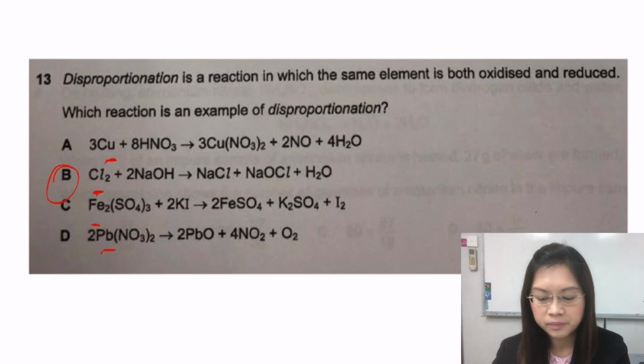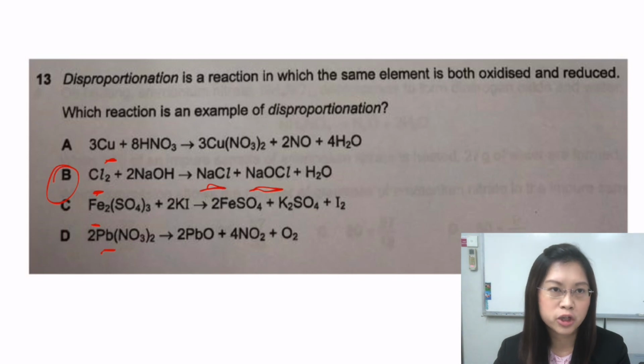you can see that the chlorine element exists in both products, that is the sodium chloride and the sodium chlorate compound. So this tells us that B is very likely to be a disproportionation reaction, because you have a chlorine element that undergoes reduction and oxidation at the same time to provide two different products with chlorine having different oxidation numbers.